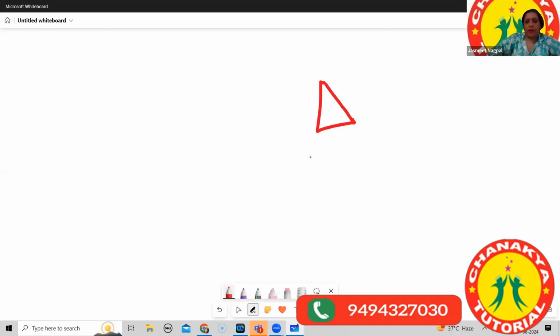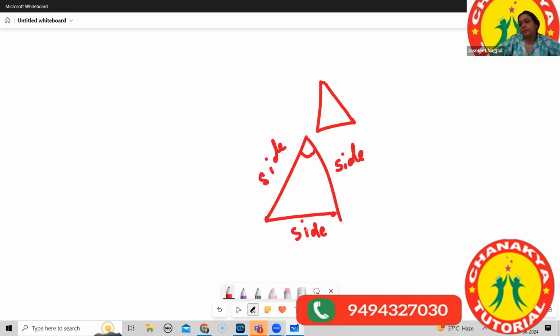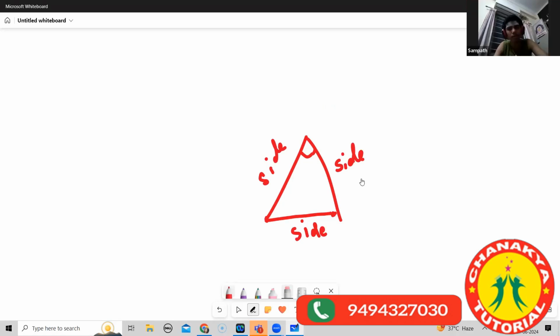This is the basic thing. If I draw a simple triangle, do you know what this is? These are the sides. Where is the vertex? Vertex is where two lines meet. Like this is a vertex.